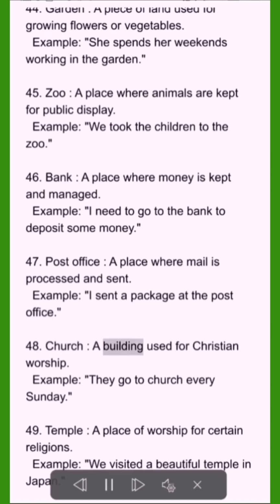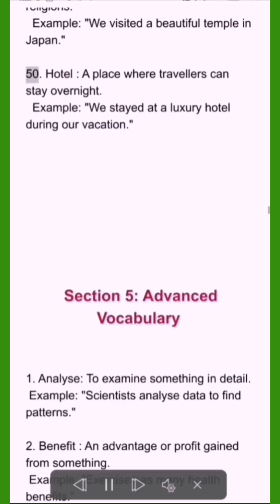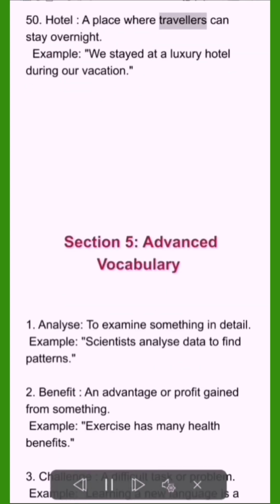48. Church, a building used for Christian worship. Example, they go to church every Sunday. 49. Temple, the place of worship for certain religions. Example, we visited a beautiful temple in Japan. 50. Hotel, a place where travelers can stay overnight. Example, we stayed at a luxury hotel during our vacation.